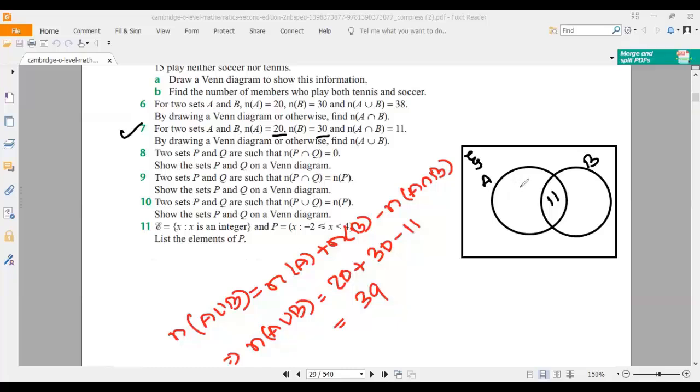will be 20 minus 11, that will be 9. Only B will be 30 minus 11, that will be 19. So, n of A union B will be 9 plus 11 plus 19. So, 9 plus 11, 20. 20 plus 19, that will be 39.